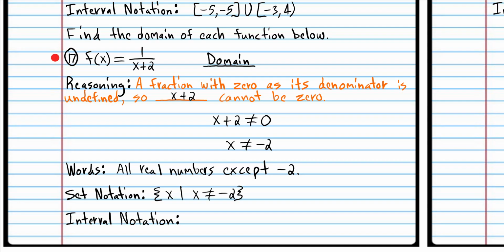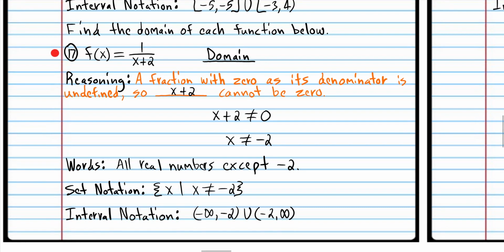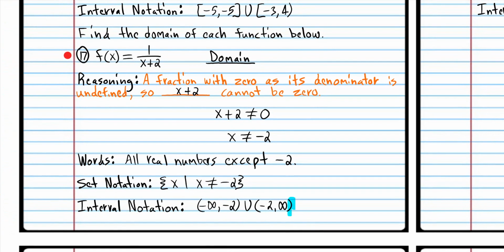In interval notation, we write -infinity to -2 with parentheses, union -2 to positive infinity with parentheses. It's very important that you use parentheses next to the infinity symbols because brackets mean that infinity is equal to something, and infinity is not a number, so it can't be equal to something. It's also important that you use parentheses next to the -2 because, again, brackets tell us that -2 is in the domain, and that's the opposite of what we're trying to say.